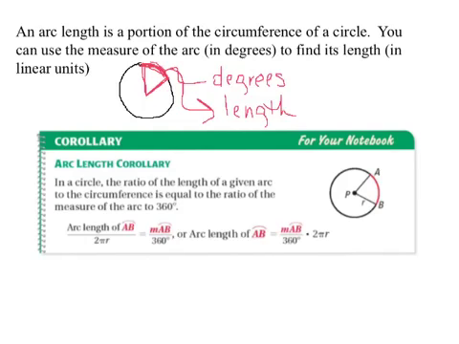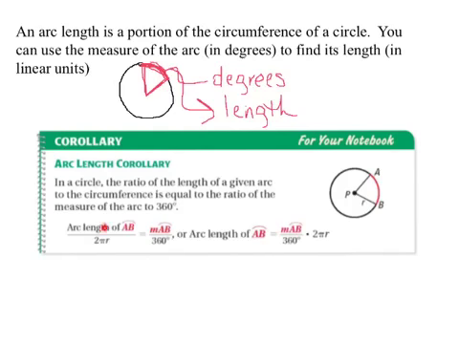But if I had degrees, it would be the measure of the arc in degrees, or the measure of the arc in length. There's a difference. So make sure you know what the problem is asking for so you know how to find the answer. So our arc length corollary. In a circle, the ratio of the length of a given arc to the circumference is equal to the ratio of the measure of the arc to 360. So the arc length, this is your linear length. The arc length divided by 2 pi r is equal to your measurement of the arc, which is in degrees, divided by 360.